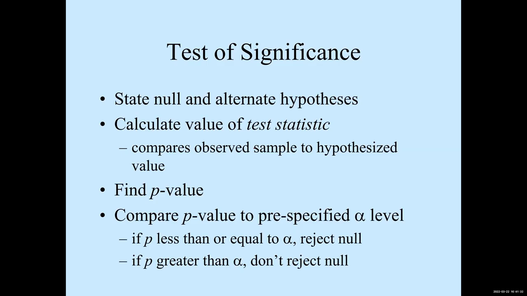We're going to use some distribution, not always the normal distribution, to find the p-value. And then we're going to compare the p-value to that pre-specified alpha level. If P is less than or equal to alpha, we're going to reject the null, accept the alternate. If P is greater than alpha, we don't reject the null. All right, so that's a really important thing to keep in mind. If P is less than alpha, reject the null. You have to remember that. Like, wait, is P bigger or smaller than alpha? Wait, what do I do? You need to remember that.